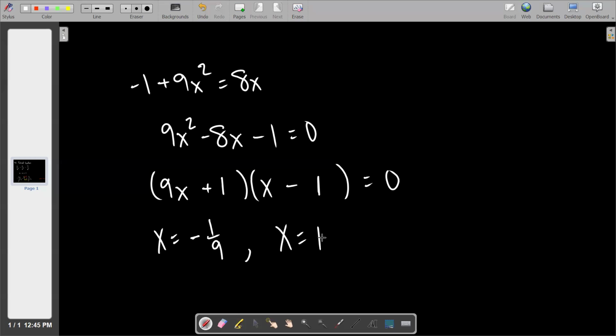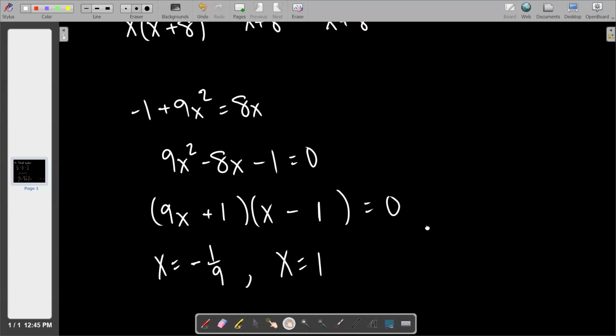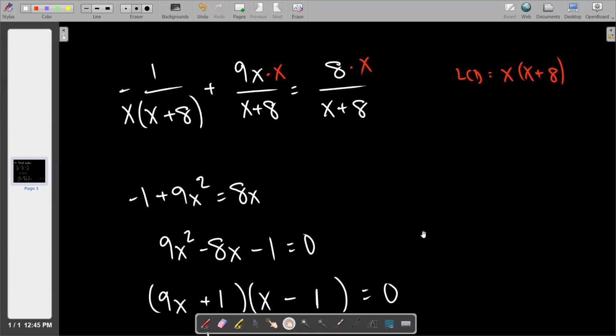So again, we're just going to take a quick moment and go back to the original problem and just check those numbers, -1/9 and +1. I don't see any issues with that. Neither one of them is going to make a denominator equal 0. At this point in the lesson, you're probably thinking I'm full of it. Like, is this ever actually going to happen? Let's press on. Are you still with me? Okay, good.